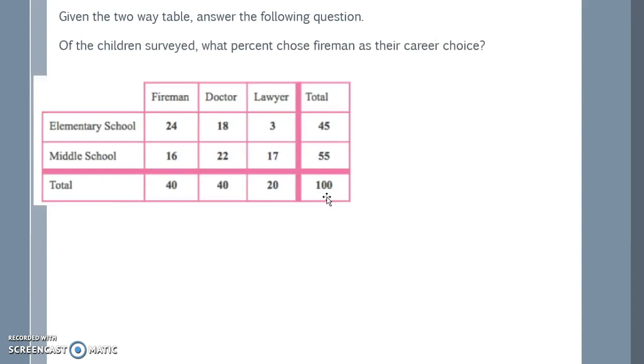Of the children surveyed, what percent chose firemen as their career choice? So of all the children surveyed, 100, there were 40 out of the 100 who chose firemen as their career choice, so 40%.